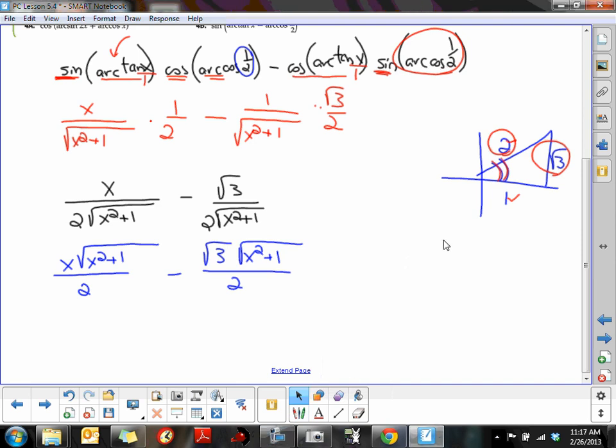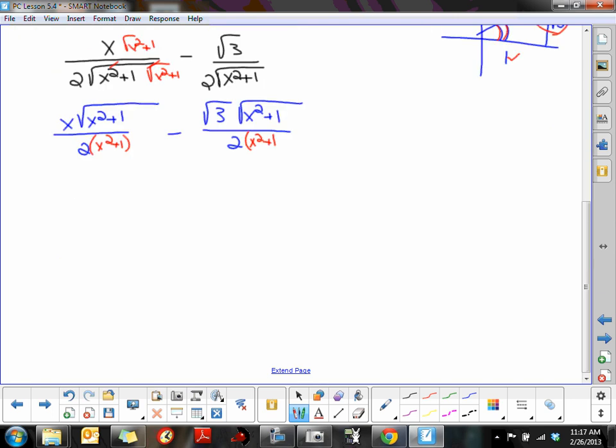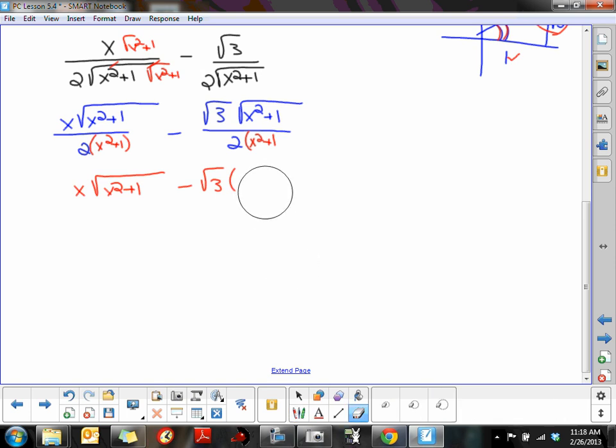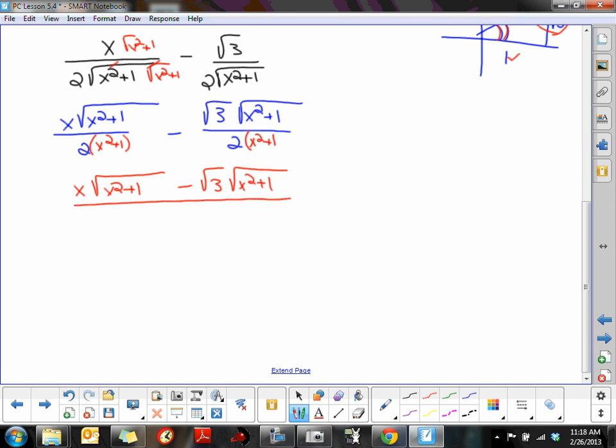Glad I paused that because I got in a hurry and I was multiplying top and bottom by the square root of x squared plus 1 from the square root of x squared plus 1. And the square roots will cancel, but I'm still left with x squared plus 1 on the bottom here, and another x squared plus 1 down there. So it's going to be a little bit different how they write these, but I'm going to write it as a single denominator, x times x squared plus 1, minus the square root of 3 times the square root of x squared plus 1, all over the common denominator 2 times x squared plus 1.